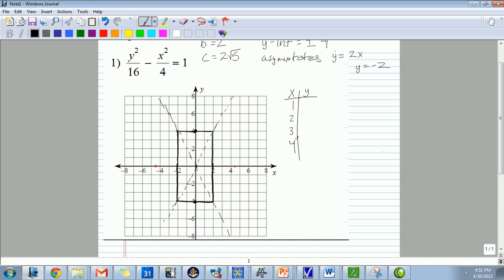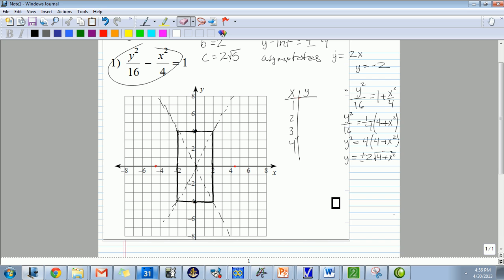If I solve this equation right here for y, this is what I'm going to get. When I solve for y, I should get something that looks like this. Then from there, I'm just going to use the points. I'm going to plug in 1, 2, 3, 4 for x and see what I get.